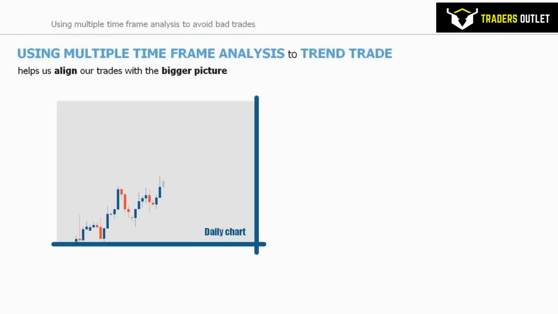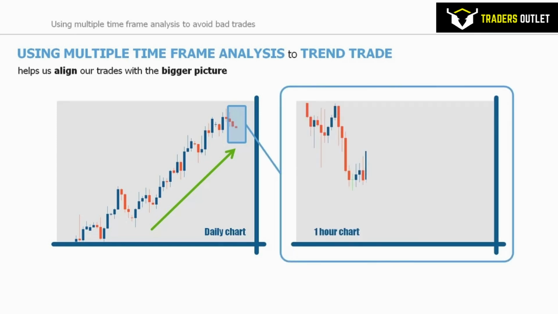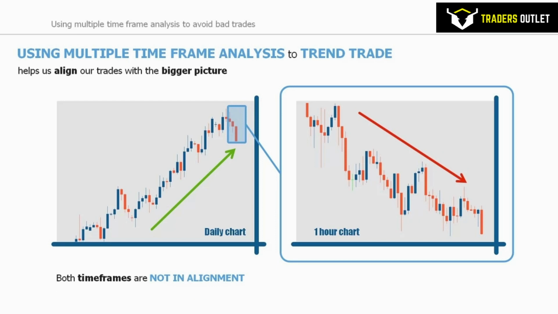In this example, the daily chart is in an uptrend, but the 1 hour chart is in a downtrend. This is a riskier trade as the 2 time frames are not in alignment. It would be best to be patient and wait for the 1 hour trend to align with the daily trend before looking for a trade setup.